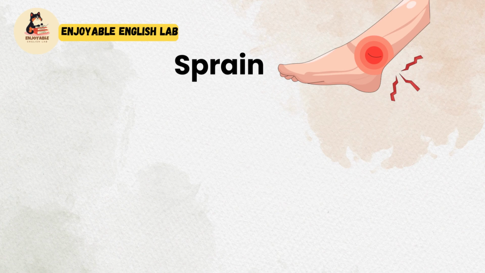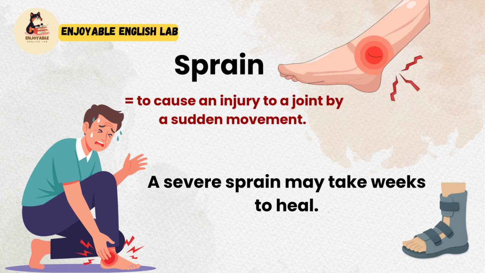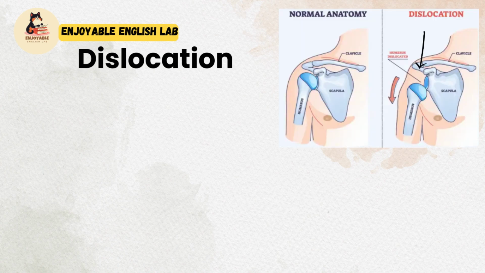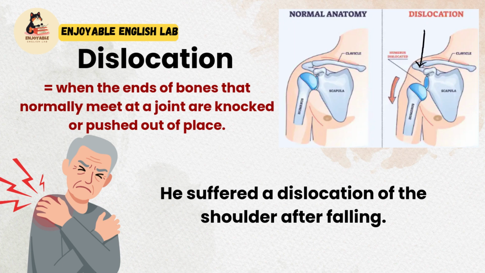Sprain. Sprain means to cause an injury to a joint by a sudden movement. For example, a severe sprain may take weeks to heal. Dislocation. A dislocation happens when the ends of bones that normally meet at a joint are knocked or pushed out of place. For example, he suffered a dislocation of the shoulder after falling.